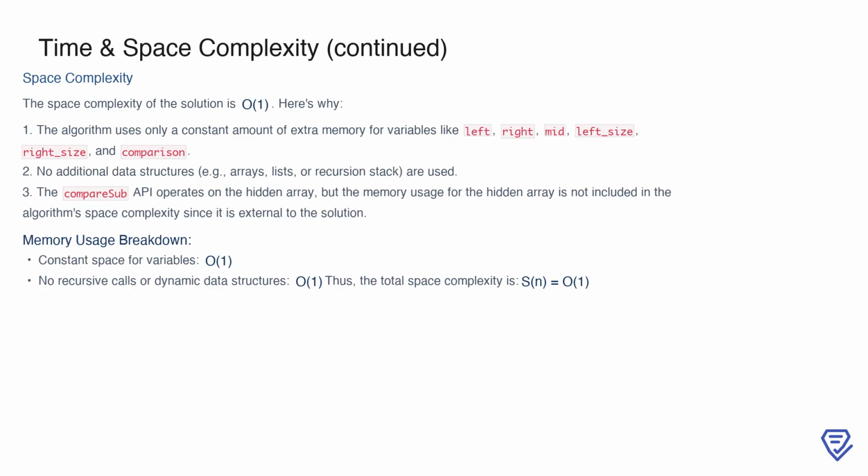Breaking it down further, the memory required for variables remains constant regardless of the size of the array, and since there are no dynamic data structures or recursion involved, the overall space complexity remains O(1). This efficiency in memory usage complements the algorithm's optimized time complexity, making it highly suitable for the problem's constraints.